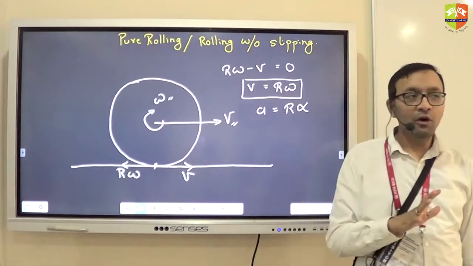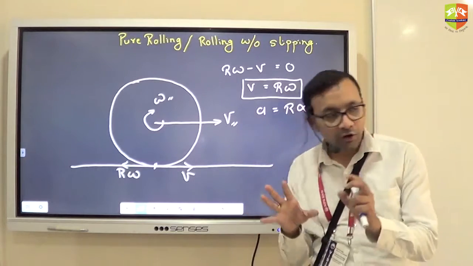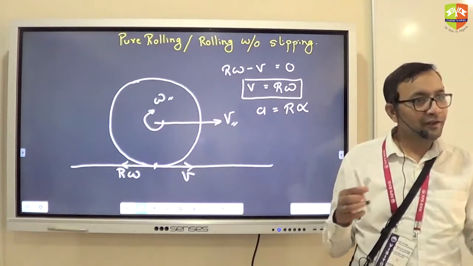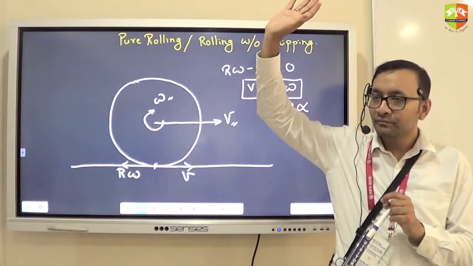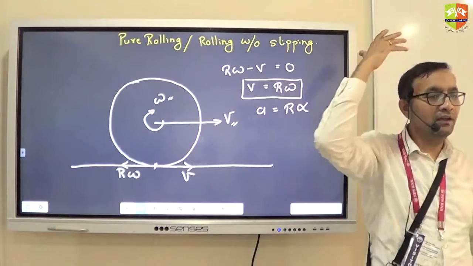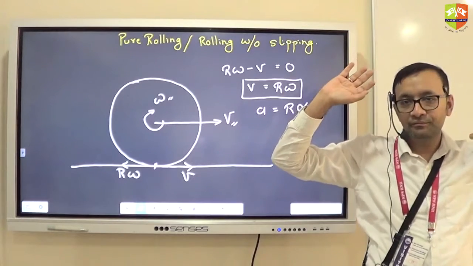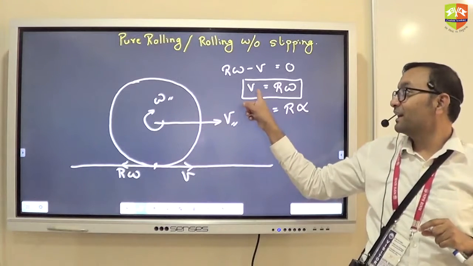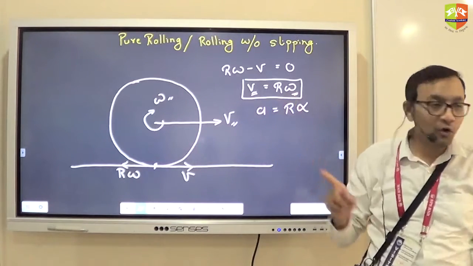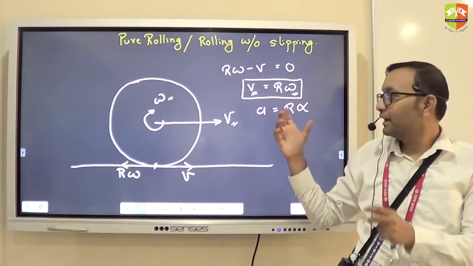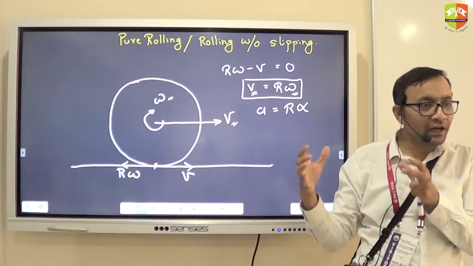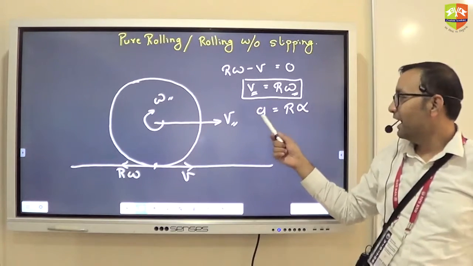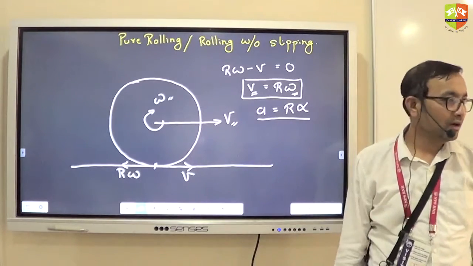Okay? So till now there was no relation between VCM and omega. VCM can exist independently and omega can exist independently, of whatever value each. But if it has to do pure rolling without slipping, there is a condition between VCM and omega. First time they are constrained to have a relation. Ready? Alright? Similarly with acceleration, A is equal to R alpha.